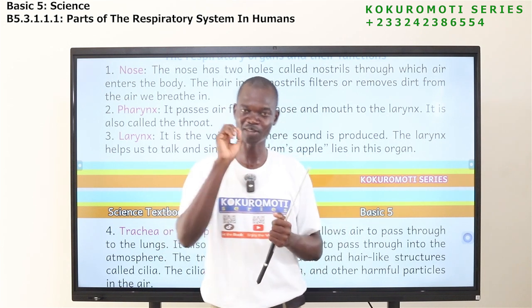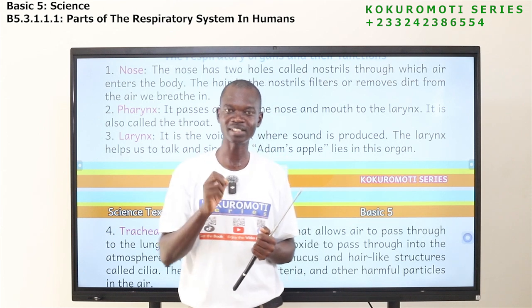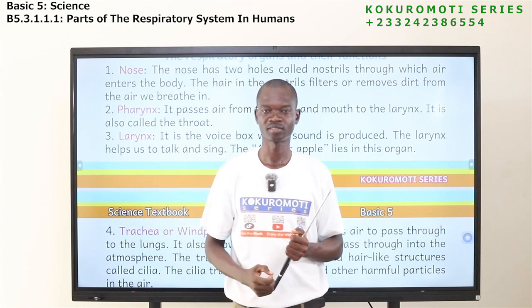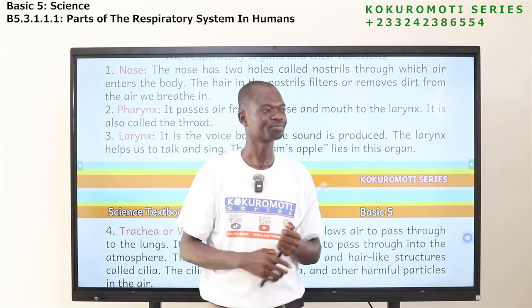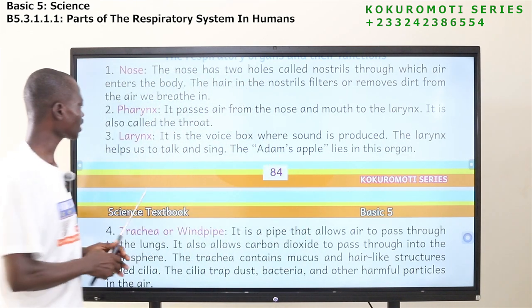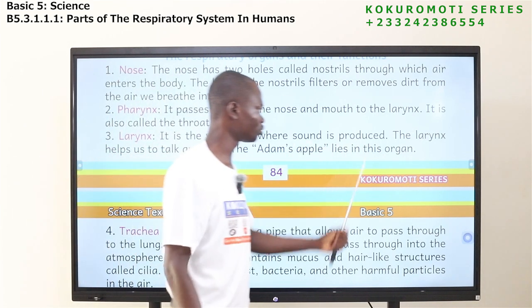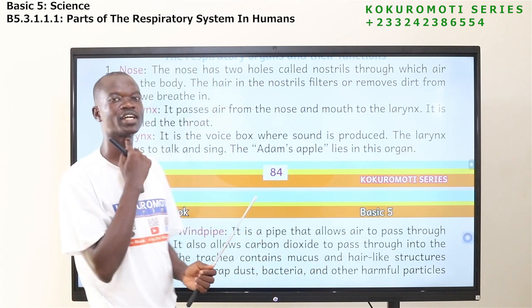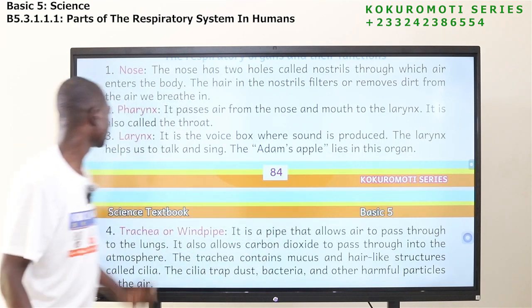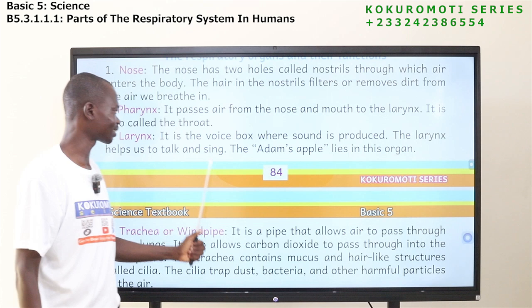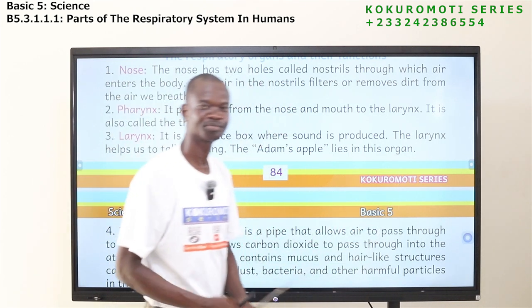But let me tell you that if you know how to sing, the part of the body that produces sound is the larynx. Okay, let's look at it. It is the voice box where sound is produced. The larynx helps us to talk and sing. The Adam's apple lies in this organ.